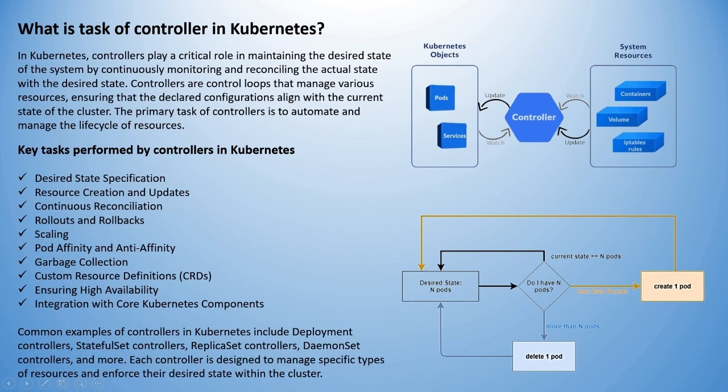Key tasks performed by controllers in Kubernetes are mainly desired state specification. Controllers work with a desired state specification, usually defined in YAML files or through imperative commands. This specification describes the desired configuration, characteristics, and behavior of the resources. Resource creation and updates. Controllers create and update resources based on the desired state specification. For example, a deployment controller creates and manages the desired number of replicas of a pod.